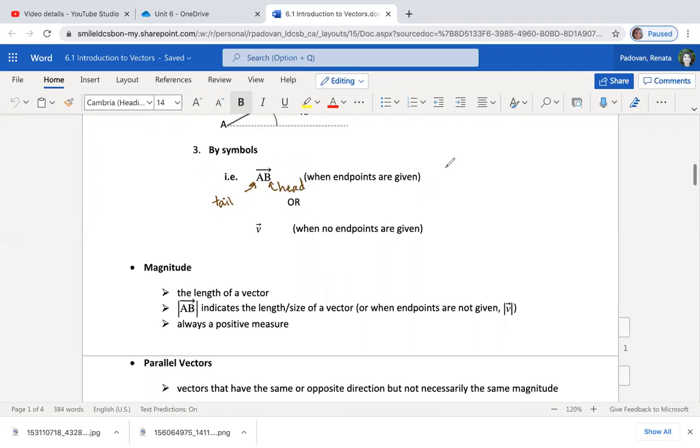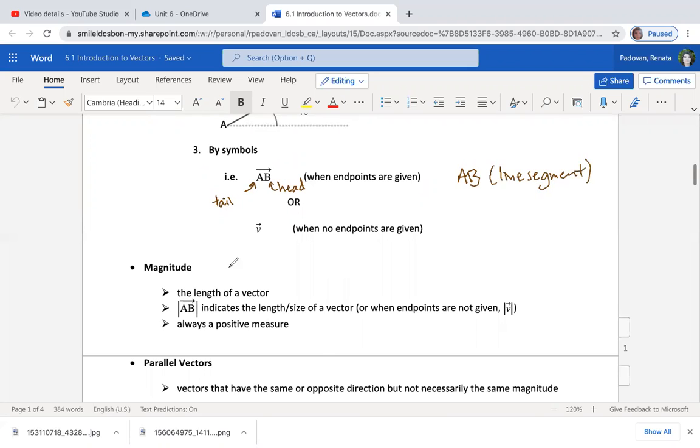And if I just had AB without the vector symbol on top, then that would just indicate a line segment, right? Like we've done in the past. So that would just be a line segment. So to know what's a vector, I have to have the symbol on top. That's basically it for that one.